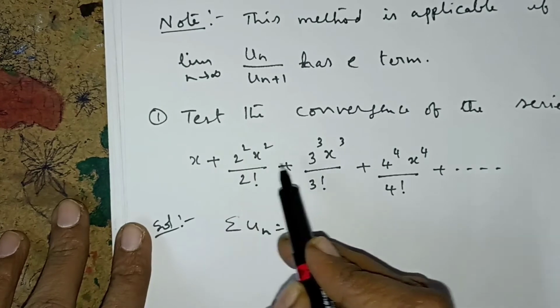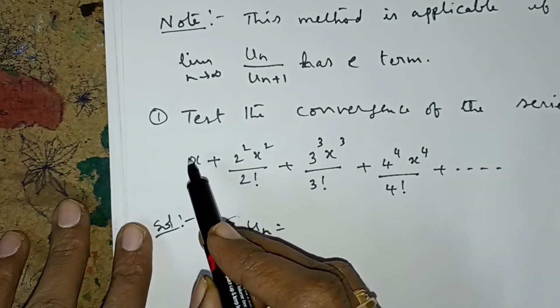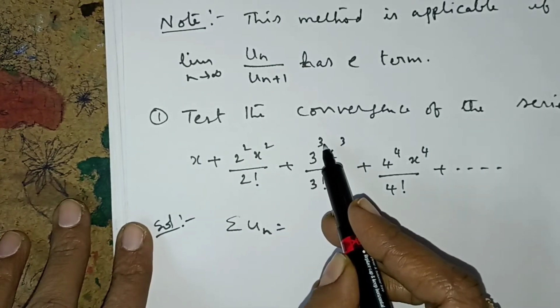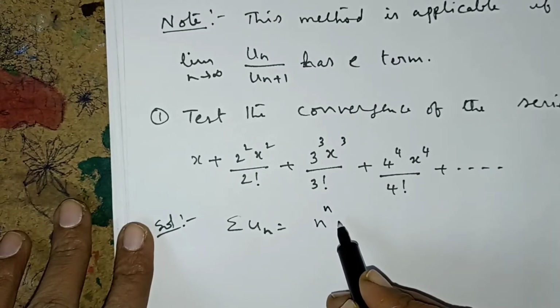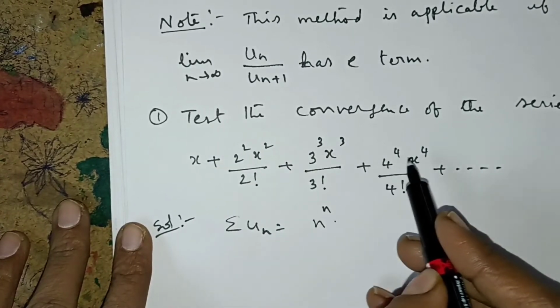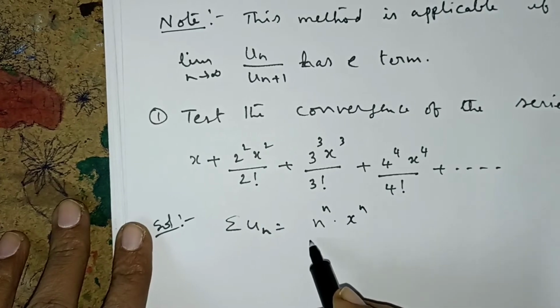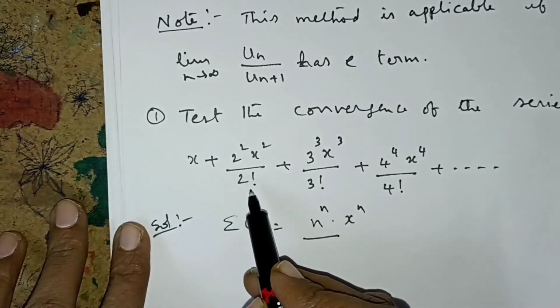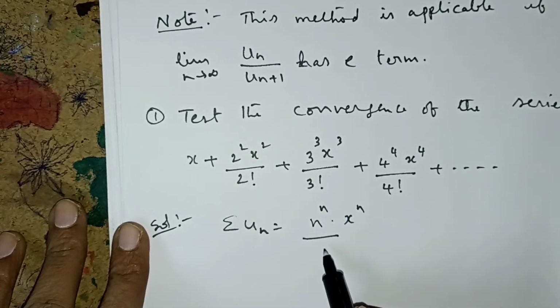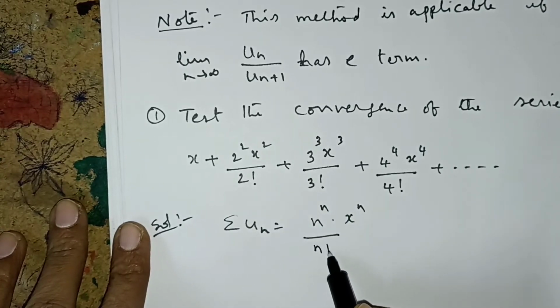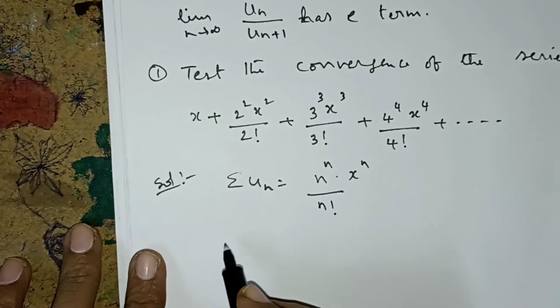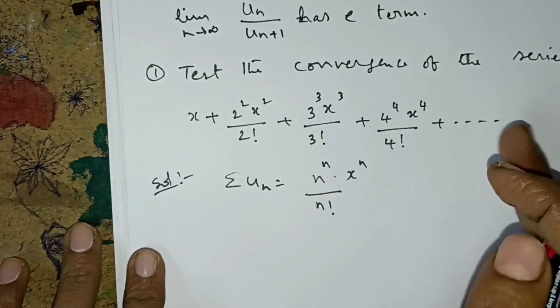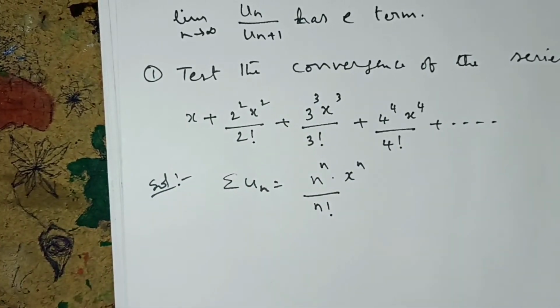1 to the power of 1, 2 to the power of 2, 3 to the power of 3 is n to the power of n. x squared, x cubed, x to the power of 4 means x to the power of n, divided by 1 factorial, 2 factorial, 3 factorial, 4 factorial. The denominator is n factorial. This is the nth term. Now this nth term contains a factorial.